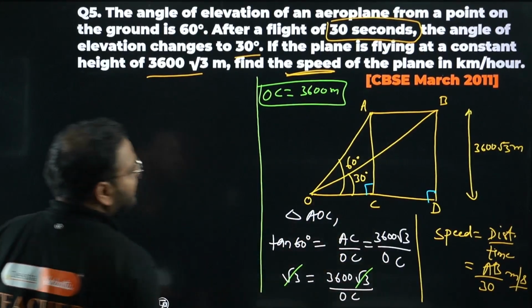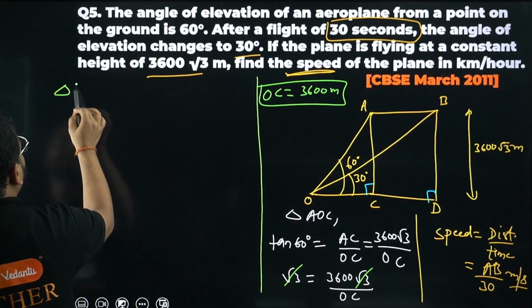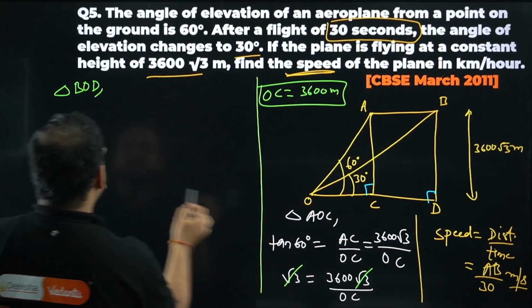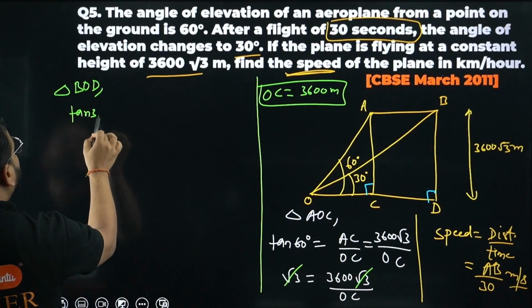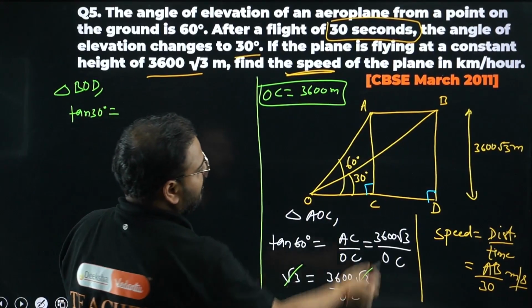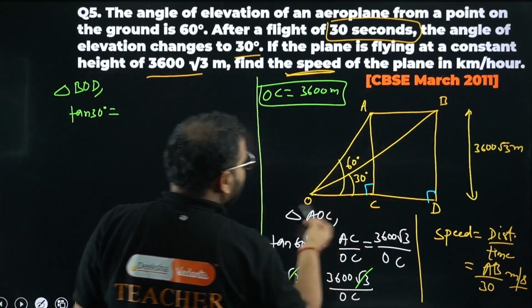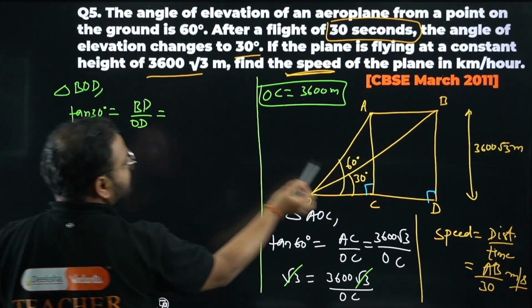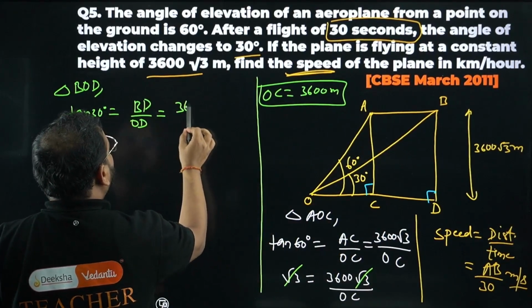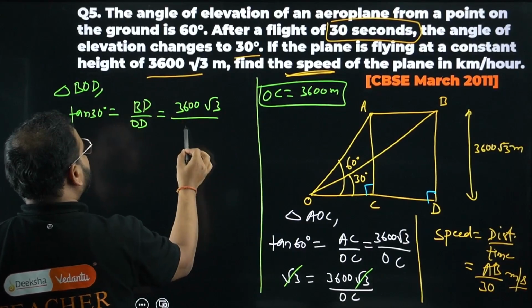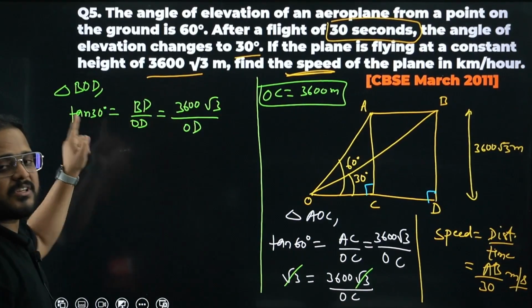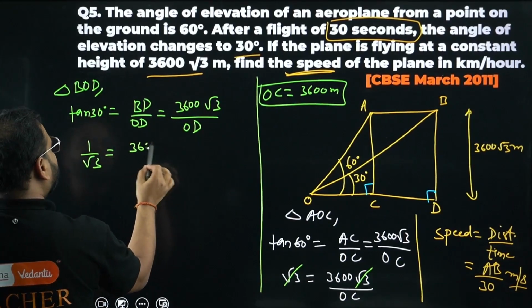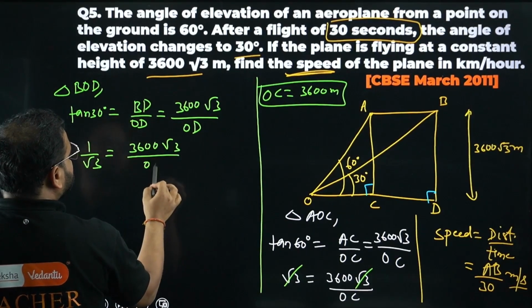Now we're going to look at triangle BOD. This also is a right-angled triangle, right-angled at point D. This time we'll use tan 30 degrees, which is BD by OD. What's BD, sir? Same value. Height remains the same, altitude is kept constant. What is OD? I don't know that. Tan 30 is 1 by root 3. You have to know the special angles to be able to solve this question.